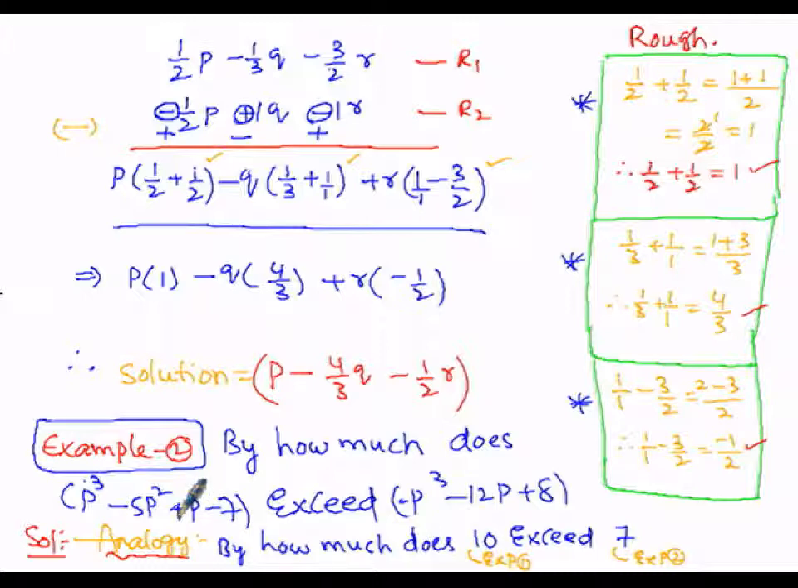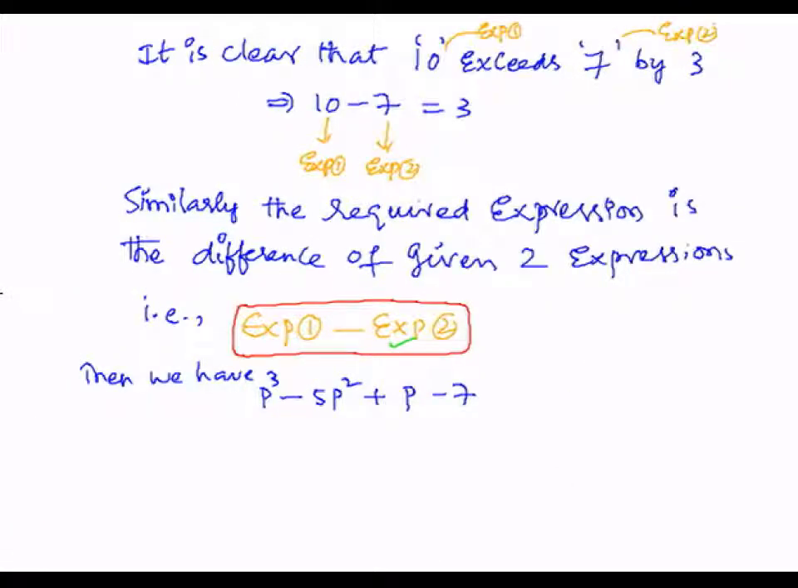Now the second expression is minus p cube. Let us write like terms column wise, one below the other. So p cube must be under the p cube, so minus p cube. The p square term is missing in the second one. Then minus 12p must be under the like term, that is p. Next is the constant, that is plus 8.